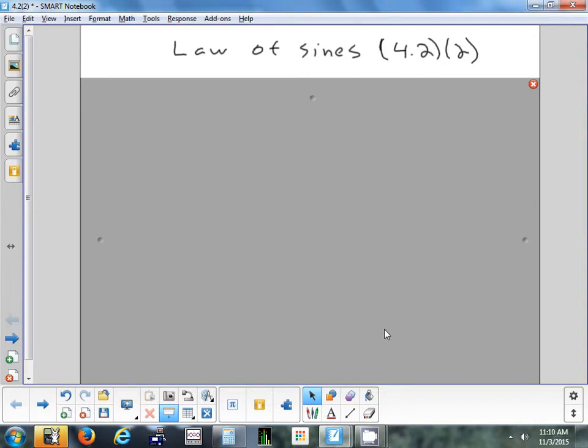Right, so we're going to continue looking at law of sines. Okay, same section as yesterday. This is just part 2. Okay, section 4.2.